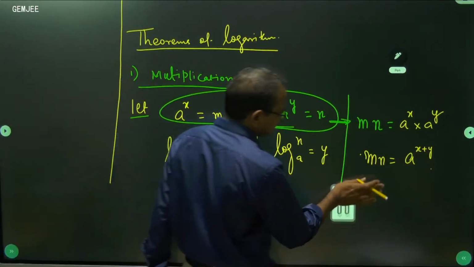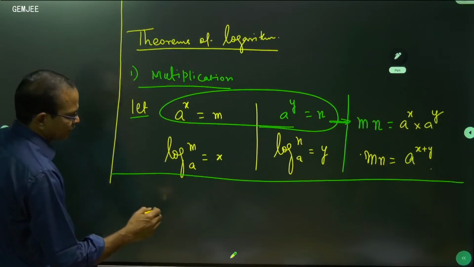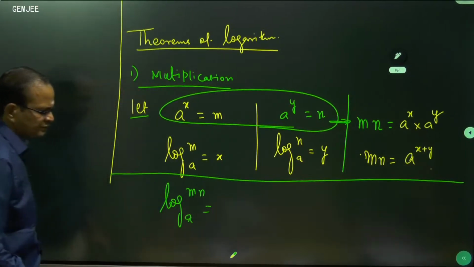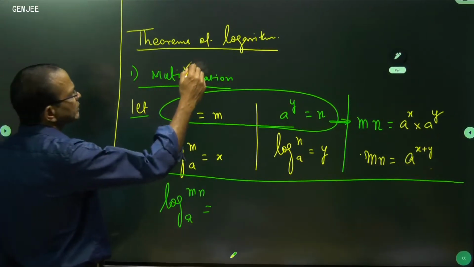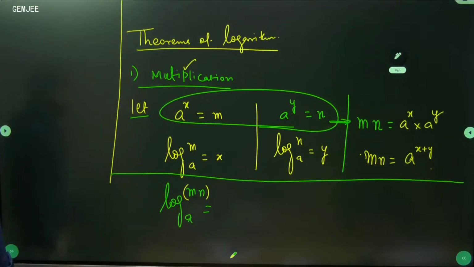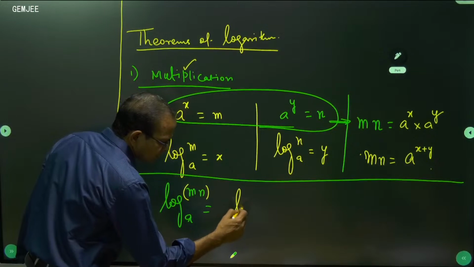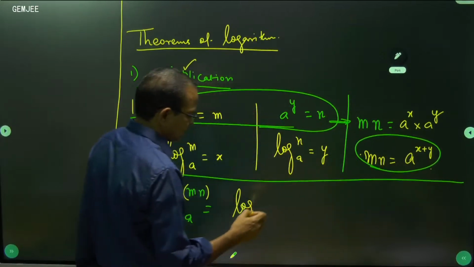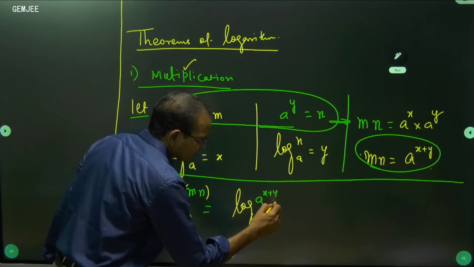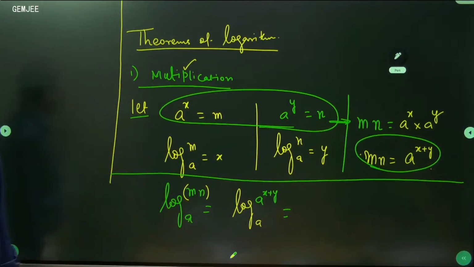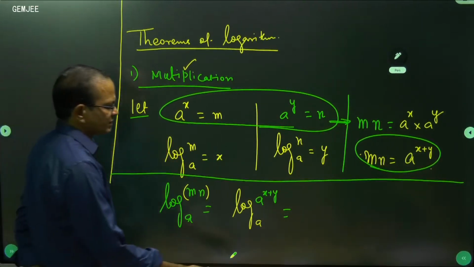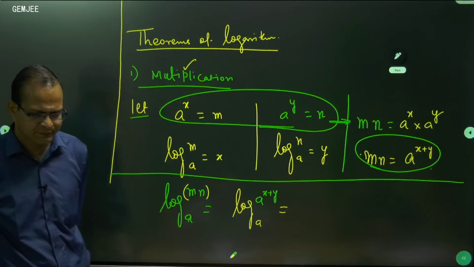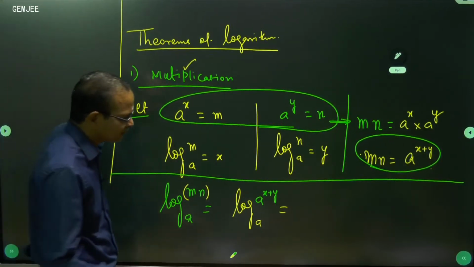Now is everything ready? Now I want to start. Log of mn to the base a. I want to begin with this, because my rule is multiplication. So I am multiplying two things. Log of mn to the base a. What is mn? A power x plus y. Now I stop. You have to give me the answer. x plus y. Super Ragana, very smart. x plus y.